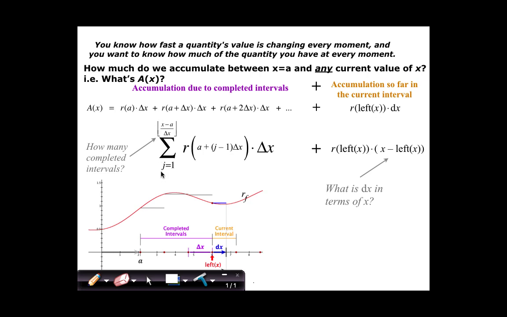It's not the interval number, but we've made it match up with the interval number by writing this whole fancy j minus 1 thing. So j equals 3 would tell us about the third interval. If you imagine substituting in j equals 3, I'd have r of a plus 2 delta x. That's the rate at the beginning of the third interval, which is 2 delta x units past a. But j isn't something that we see in any of these graphs. It's just something that helps us count the intervals or figure out where we're evaluating our rate function.